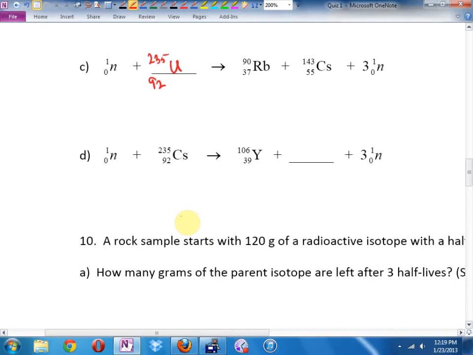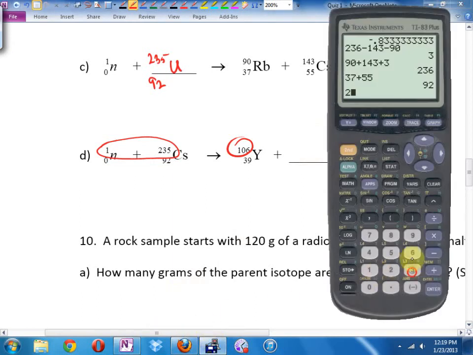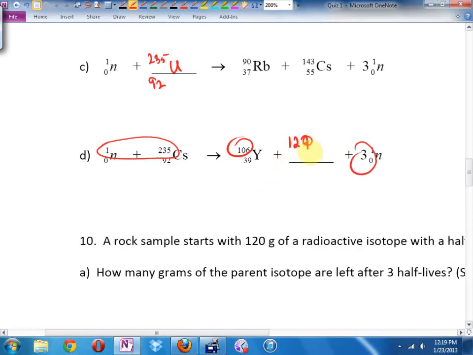D, last one. I got 236. I got 106 and 3. So what's left? Let's see. 236, take away 106, take away 3, leaves me with a mass of 127.